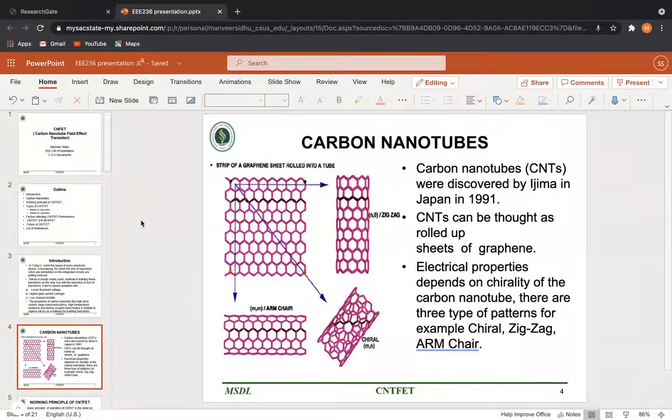So, what are these carbon nanotubes? The carbon nanotubes were first discovered in Japan in 1991. These carbon nanotubes can be thought of as the rolled up sheets of graphene. The electrical properties of these carbon nanotubes depend upon the different types of patterns that are available in these carbon nanotubes, which are zigzag, armchair, and chiral.